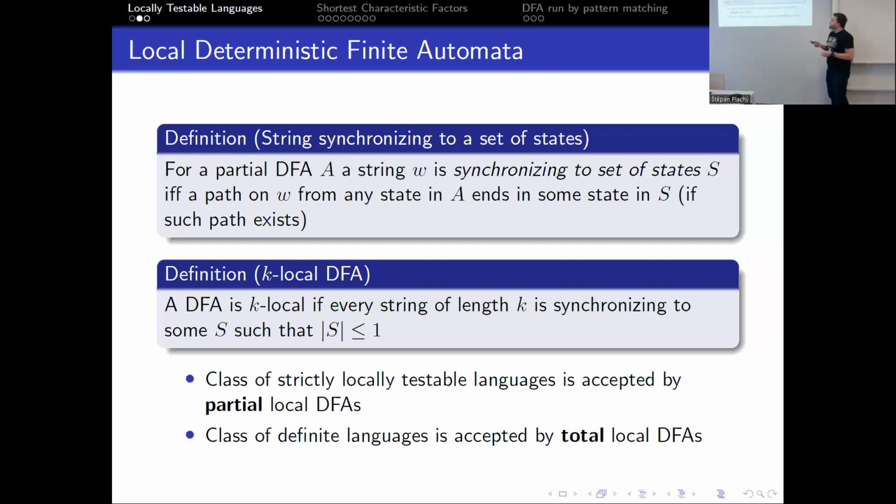And the class of strictly locally testable languages, the one that can have forbidden prefixes and inner factors, is accepted by partial local DFAs. And the definite class, which depends only on the suffix, is accepted by total automata. So a total automaton cannot fail in the middle of reading the word. It always reaches the end of the string, and then it will make a decision based on the suffix of length k, which is a synchronizing string.